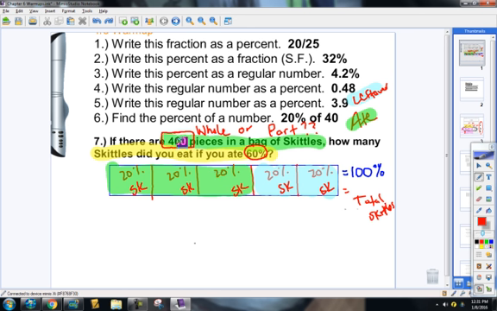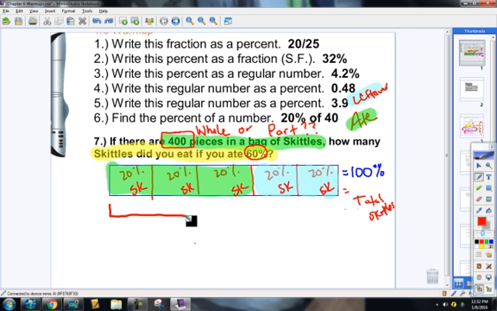Do you think that this 400 is representing just the green section, the blue section, or is it representing the total, the entire strip? What do we think here? Entire? Who agrees? Raise your hand. I would agree. Absolutely, because it says if there are 400 pieces in the bag of Skittles, how many Skittles did you eat if you ate 60%?